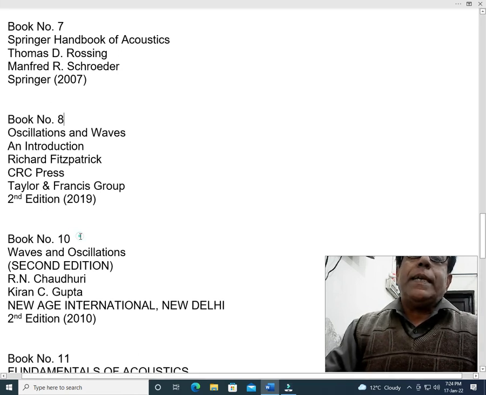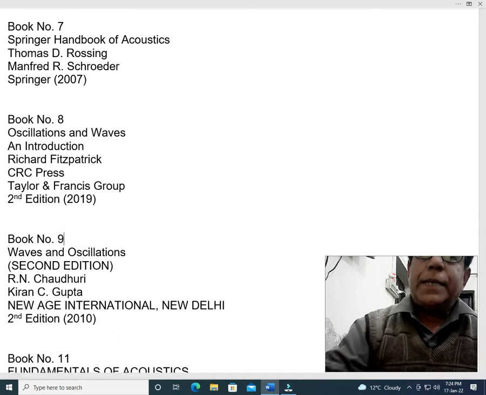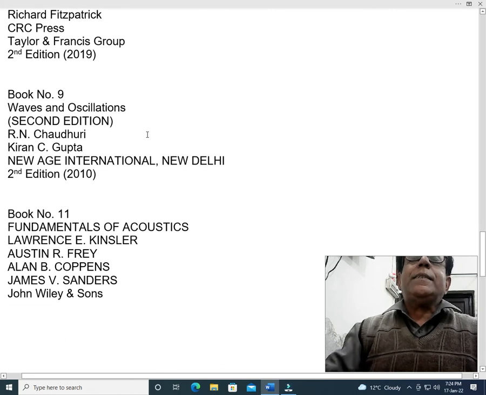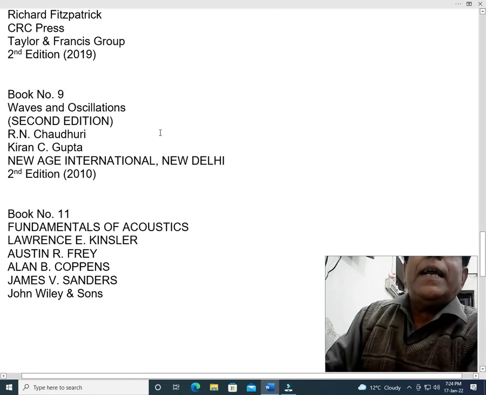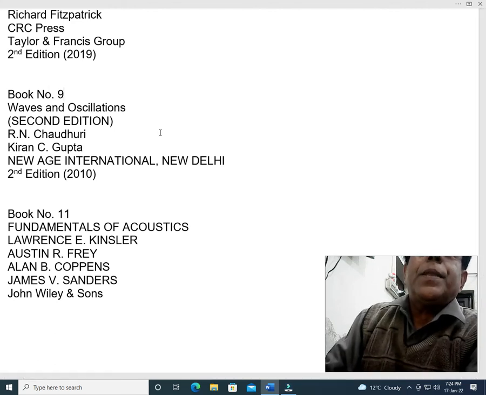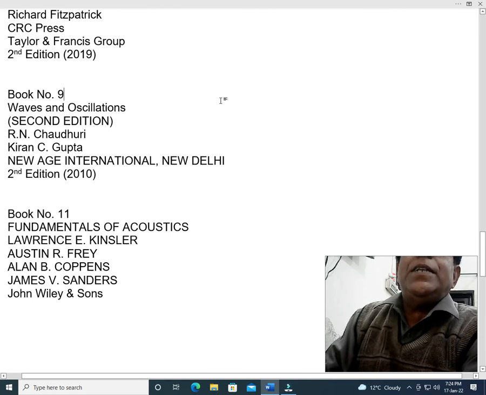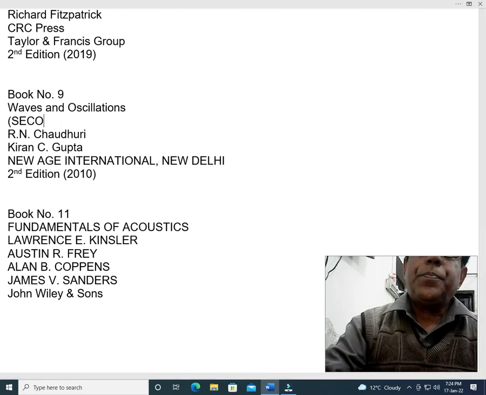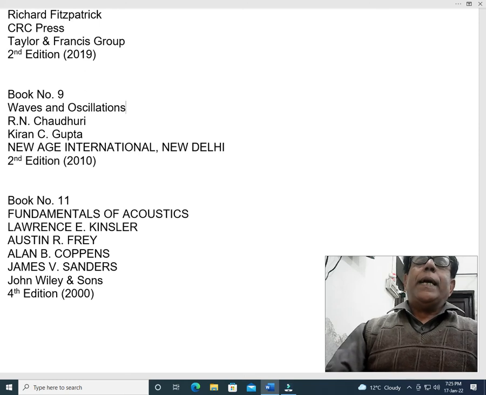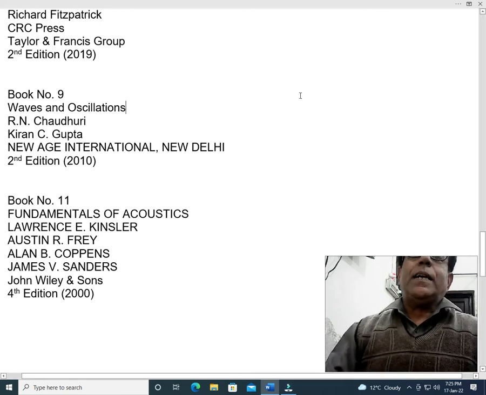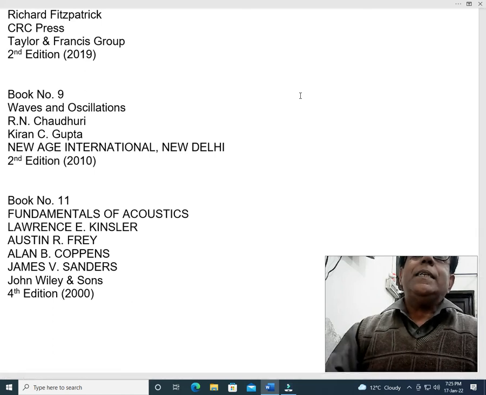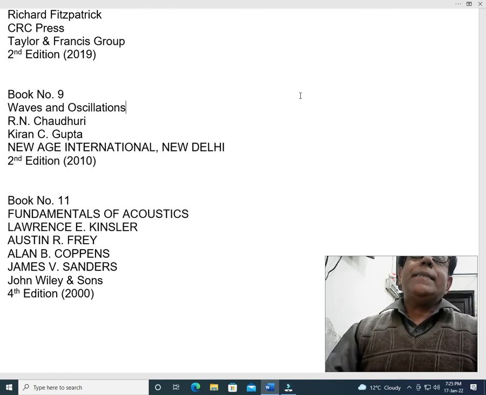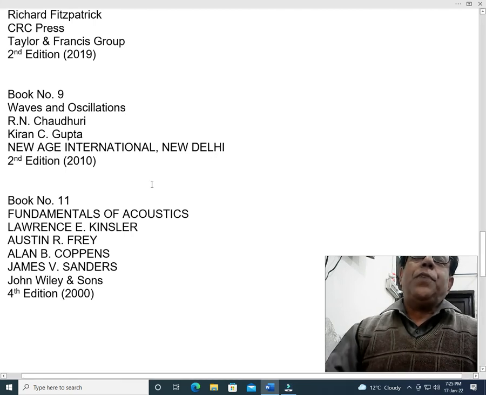This was book number 8, hence this is book number 9. Book number 9, Waves and Oscillations. Its authors are R.N. Chaudhary and Kiran C. Gupta. Its publisher is New Age International, New Delhi, and its second edition 2010 will be followed.